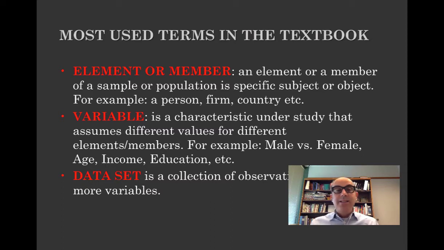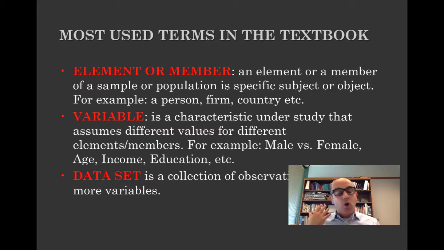Most of the used terms in the textbooks are elements or members. An element or a member of a sample or population is a specific subject or object, for example, a person, a firm, a country. A variable is the second term that you're going to read in those two books and in any other readings that you will be assigned in this class. A variable is a characteristic under study that assumes different values for different elements or members, for example, men versus women, age, income, education.